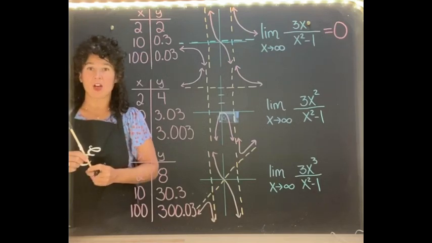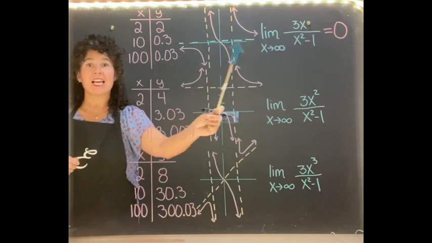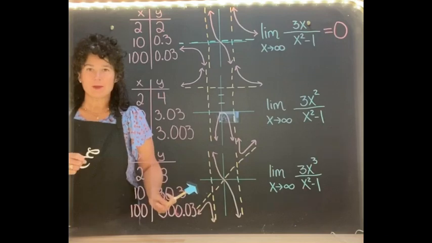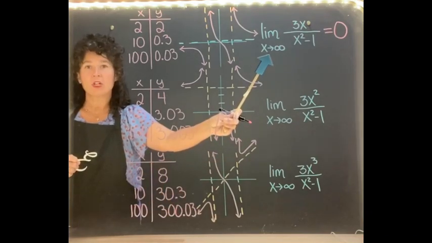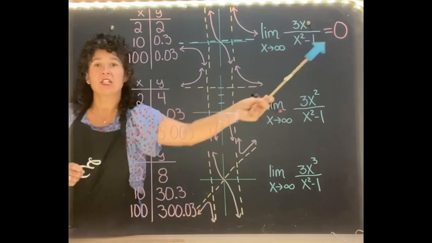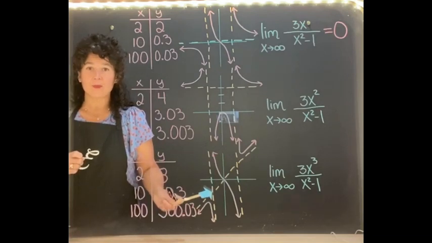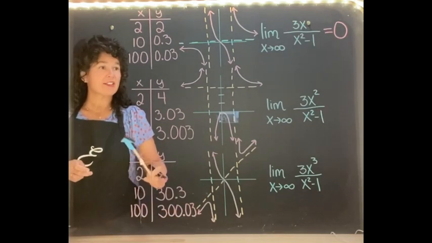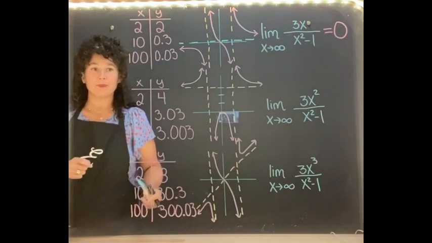Anytime we have a horizontal asymptote that is the x-axis, well, if we substitute in numbers as we go to infinity, the answer is going to be 0. Now let's look at the second example.